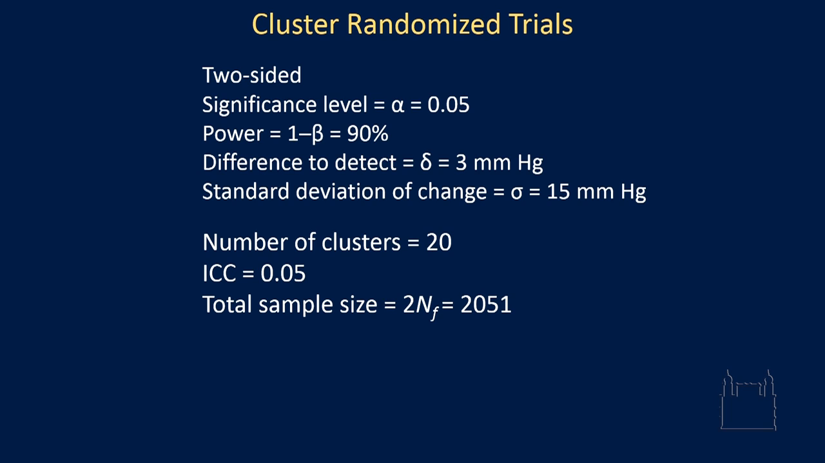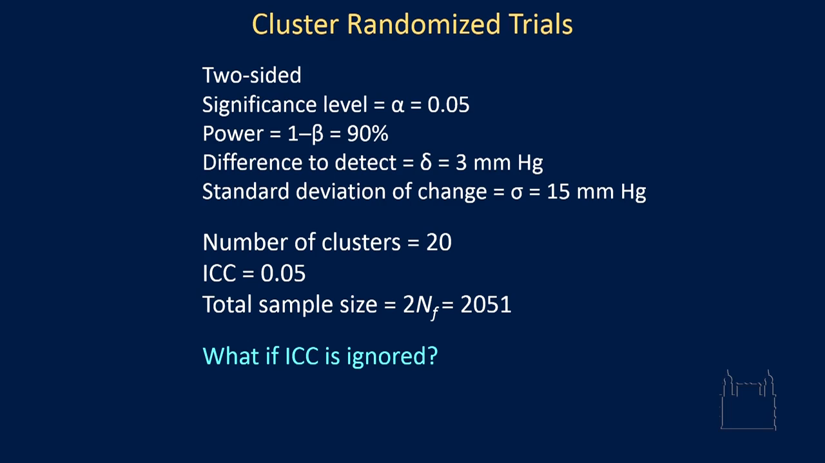One point about ICC: you say, okay, I'm doing a cluster randomized trial. I get all the pieces: two-sided, significance level, power, number of clusters, ICC, total sample size. I do exactly the way I'm supposed to with the ICC formula, and I get a sample size of 2,051. So that's the sample size that you should use.